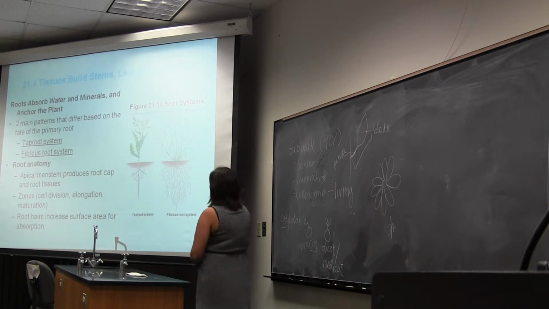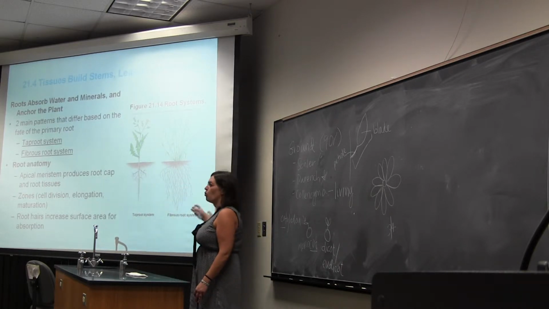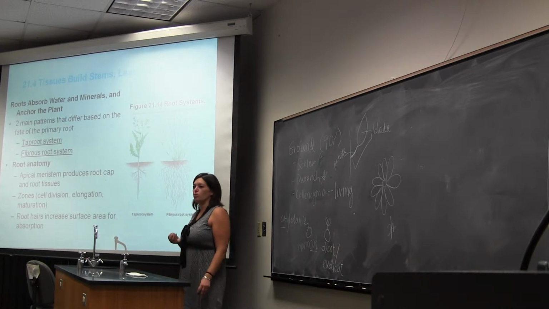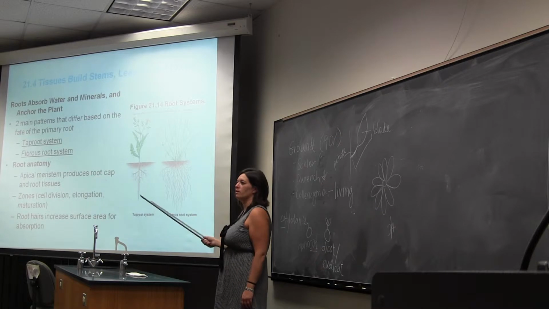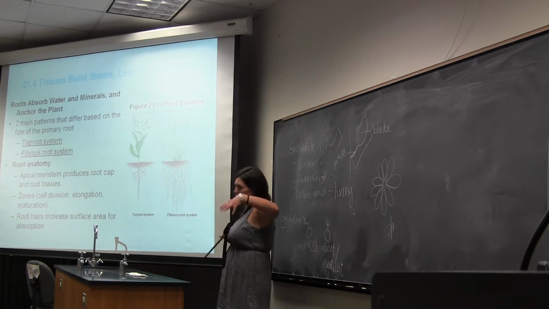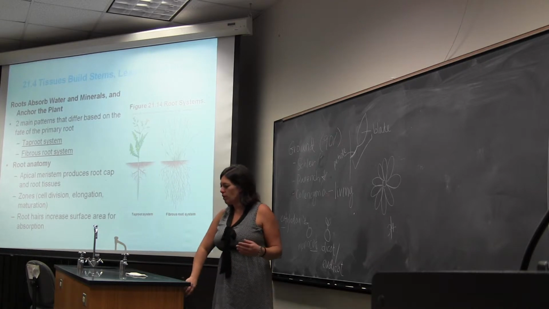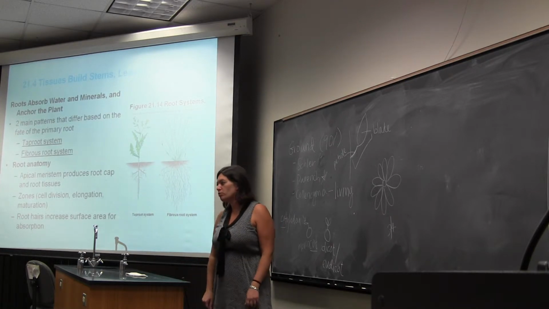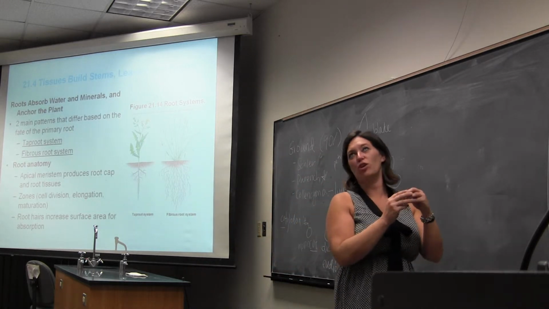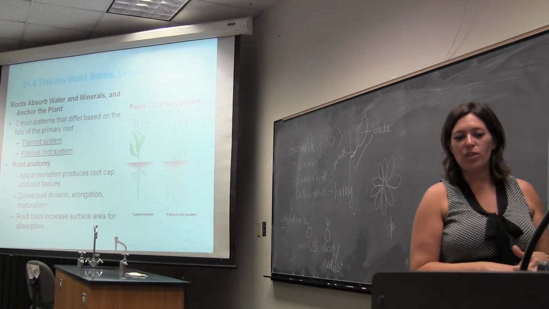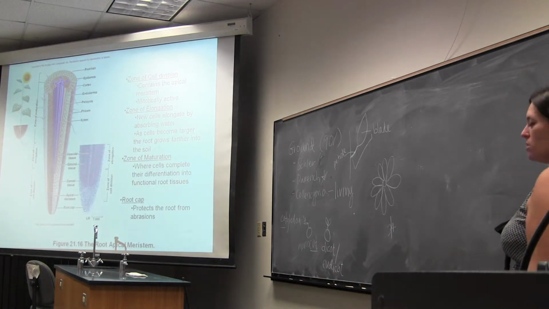And so the more surface area you have on these roots, the more water and nutrients you're going to be able to absorb. So out of these two, which one do you think is going to absorb better? The fibrous, right? Because it's got more surface area. And each one of these roots, no matter if it's a taproot or a fibrous root system, are going to be made up of 3 different zones. And so these different zones of the root are going to have various different functions.